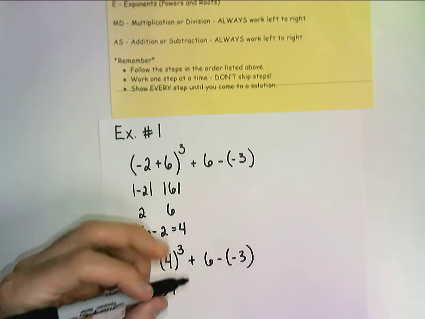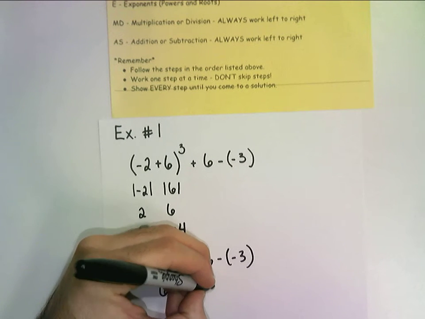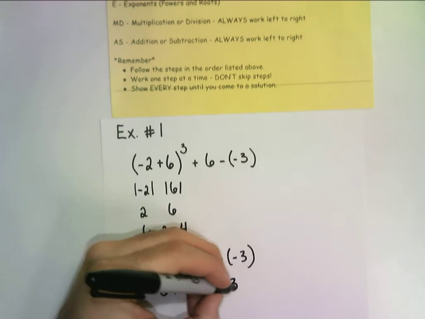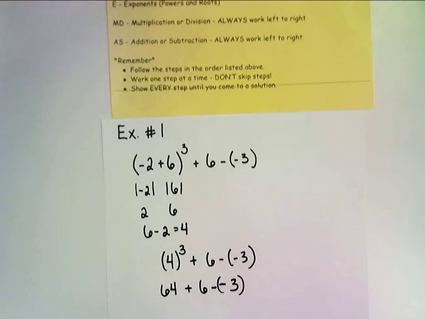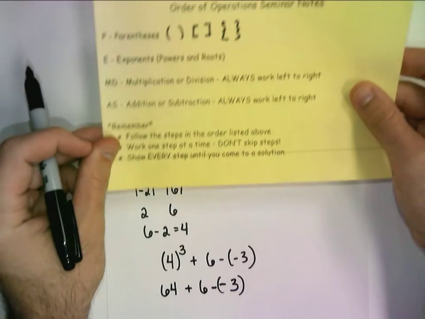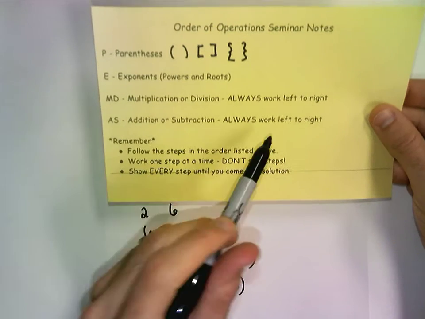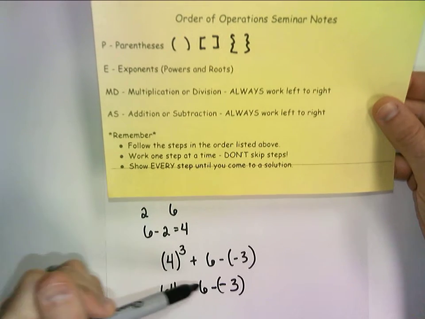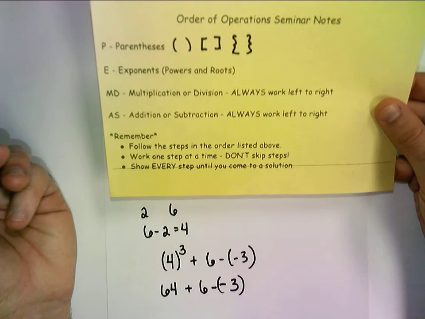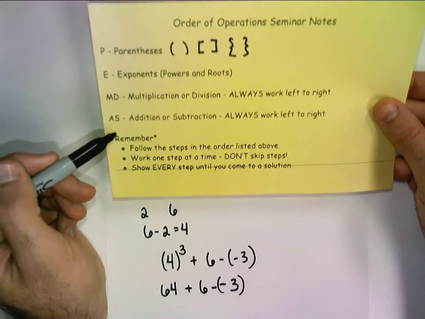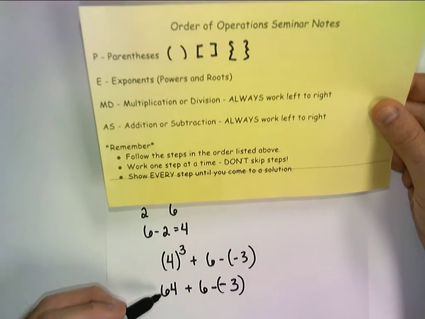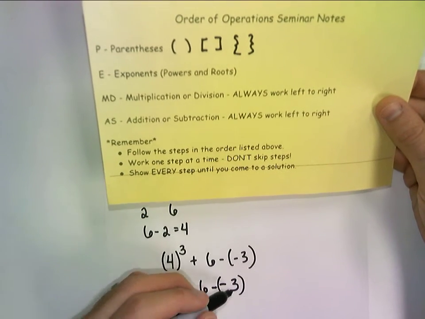Now I'm going to copy down what I have left yet. Plus 6 minus a negative 3. Alright, so here we come to this rule here, working left to right. As we can see, there's no multiplication or division, so we're going to skip that step. If we don't have that there, we don't need to do it. So we're jumping down to addition or subtraction. So always work left to right. So we have 64 plus 6 minus a negative 3.